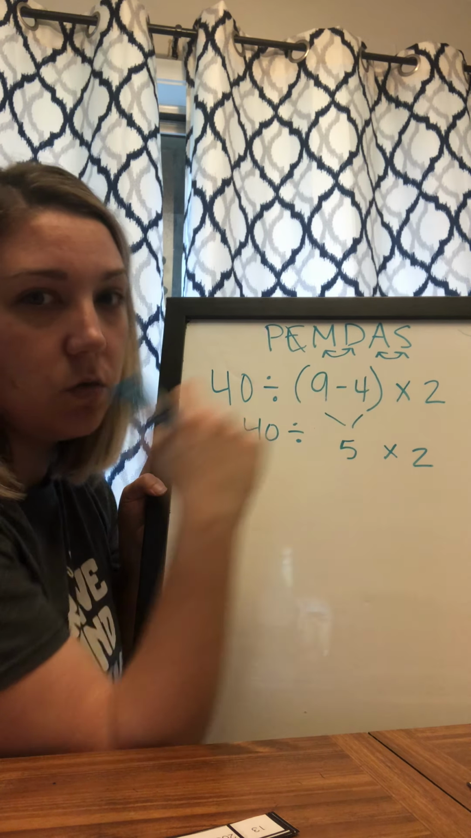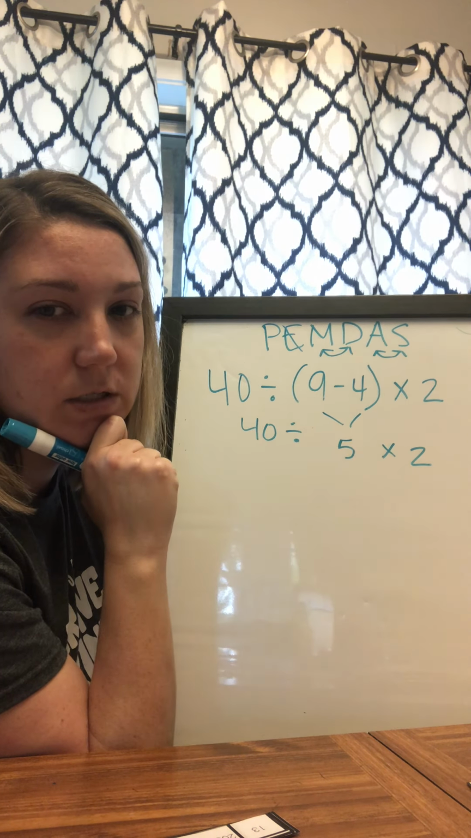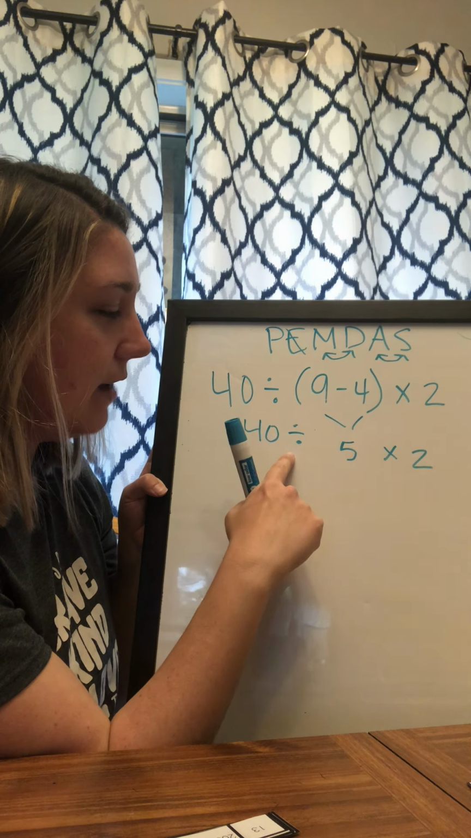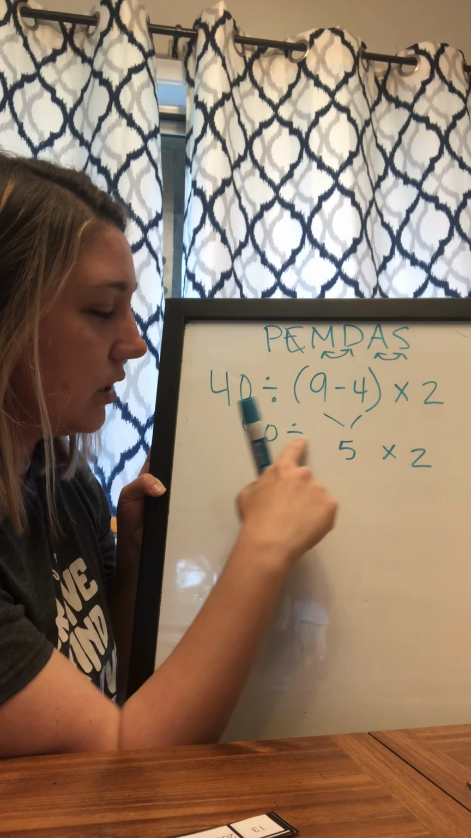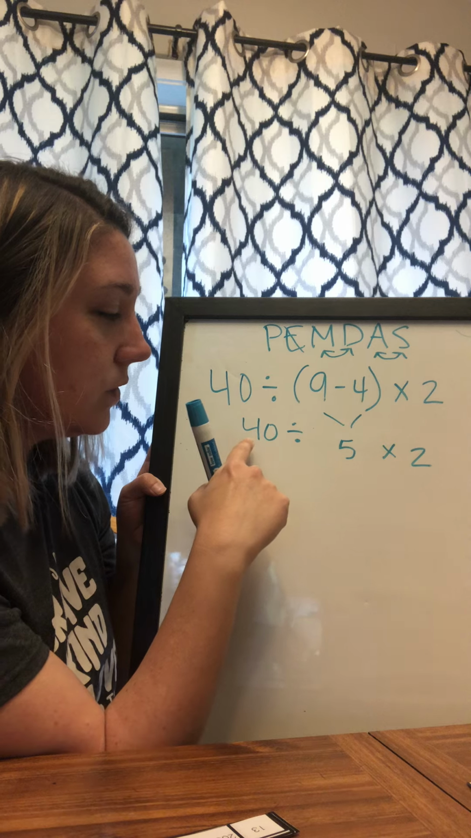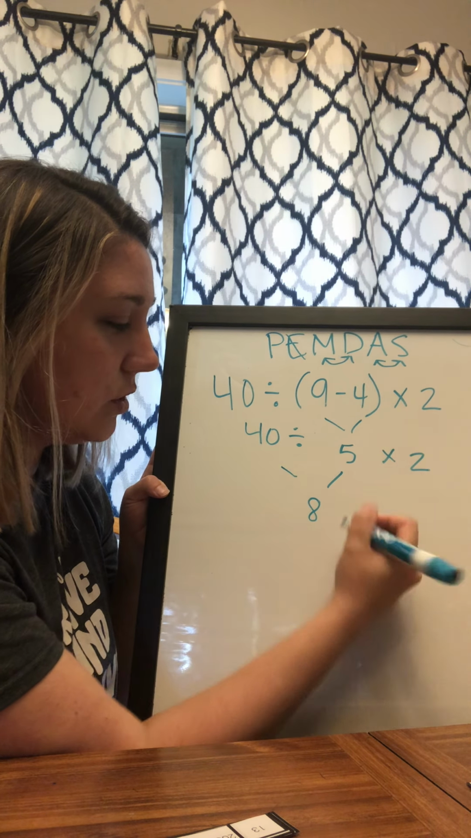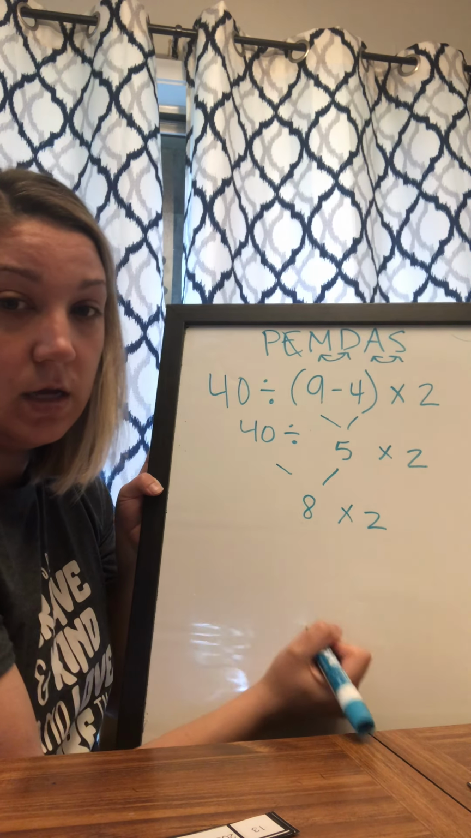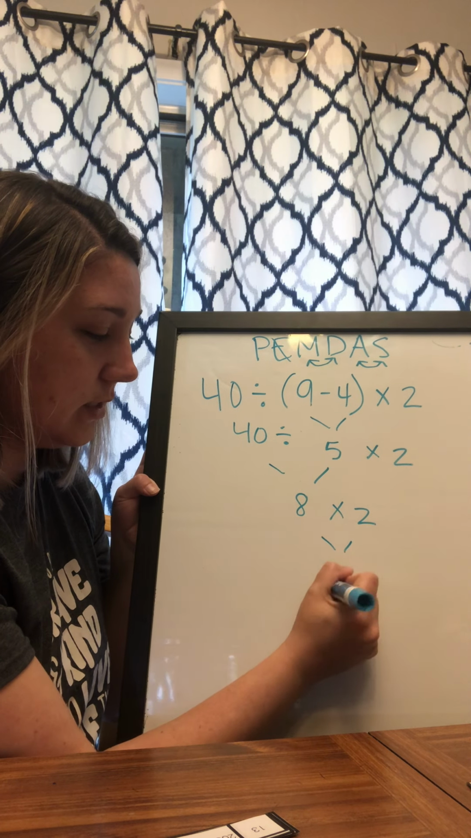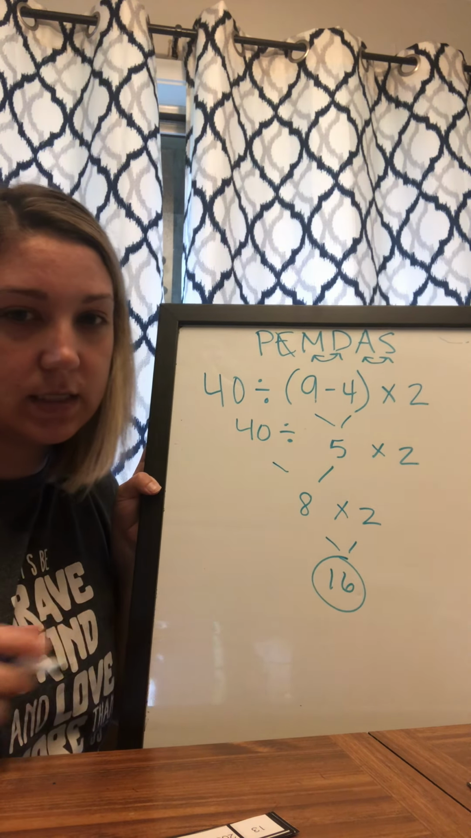We either multiply or divide, whichever comes first in the equation. So we have division, multiplication. Division comes first in our equation. So 40 divided by 5 is 8. And I want you to bring the rest of the problem down. 8 times 2 is 16. So your answer is 16.